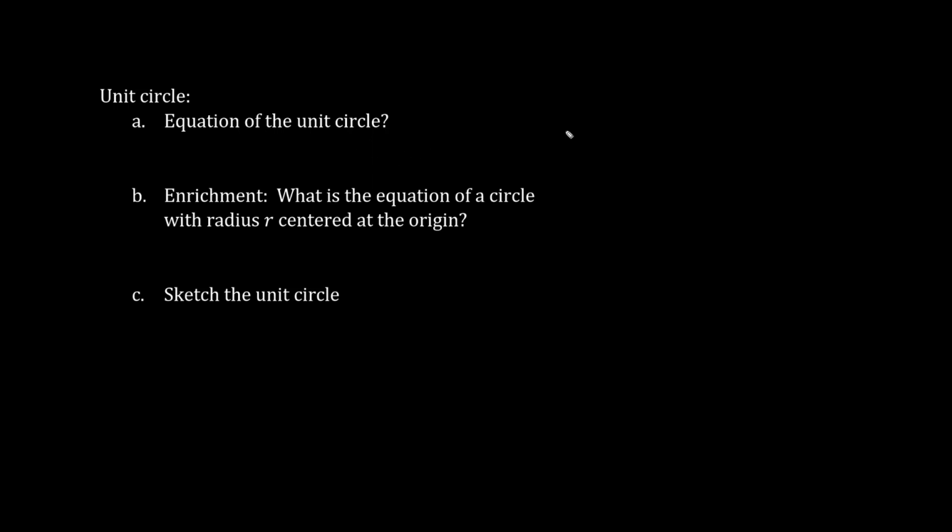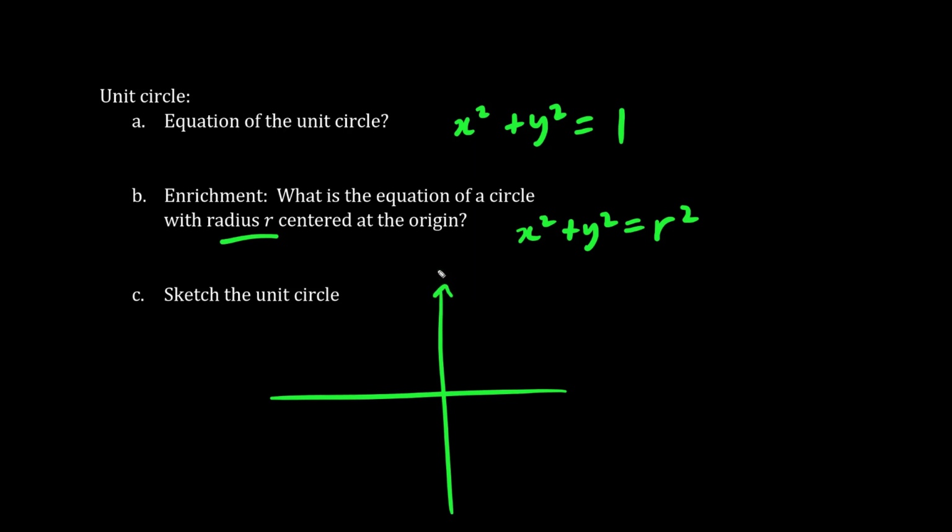What is the equation of a unit circle? It is x squared plus y squared equals 1. And in general, when we have a radius of r, we have x squared plus y squared equals the radius squared. Let's draw this. We have a y-axis and an x-axis.